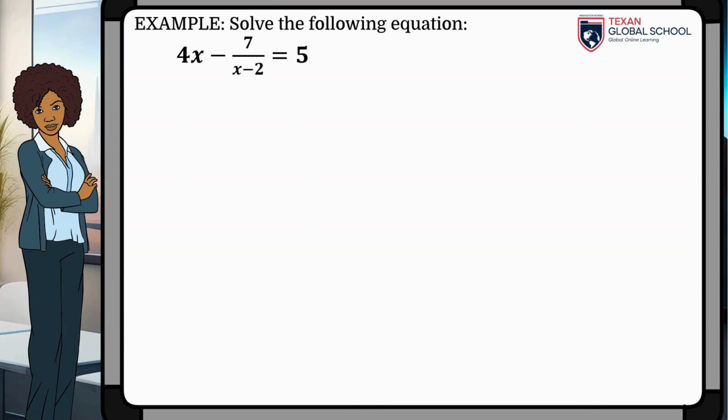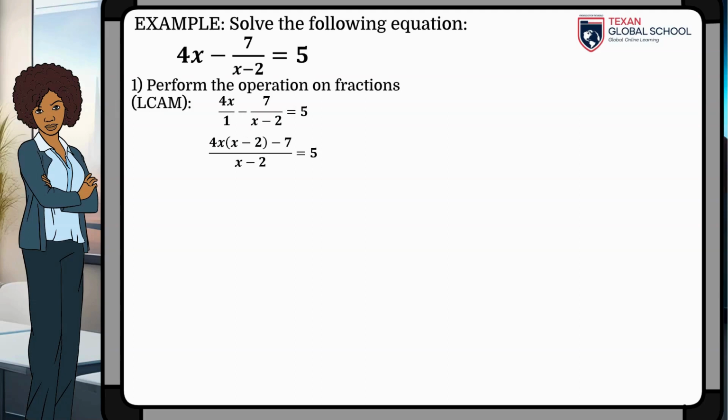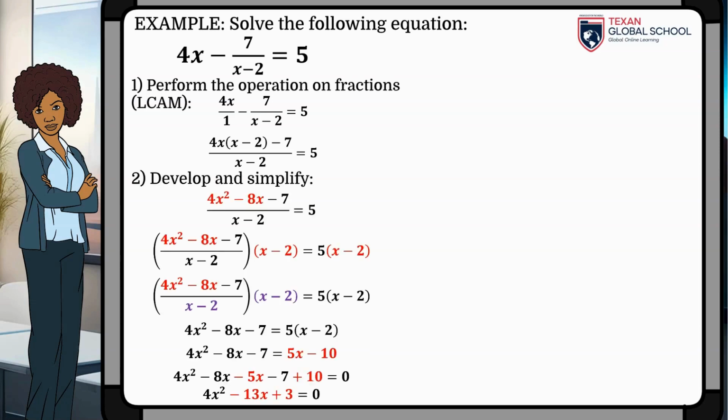We can perform the operations on fractions, as seen in the previous class on rational algebraic expressions. So first obtain the least common algebraic multiple of the denominators, which is x minus 2. Now, the same algorithm is used to add or subtract fractions. The least common multiple over the first denominator times the numerator, and the least common multiple over the second denominator times the numerator. Develop the numerator.